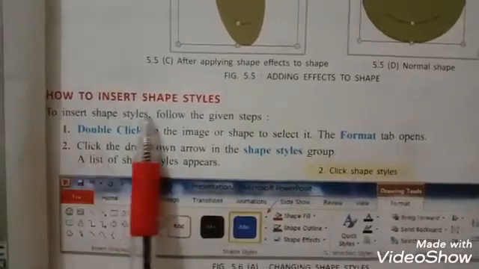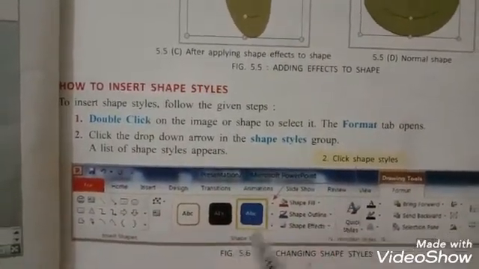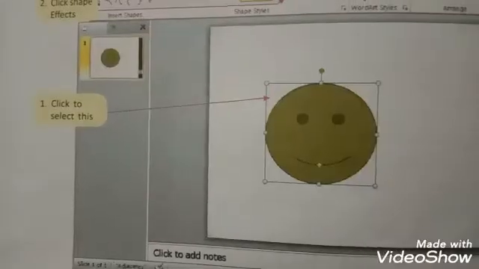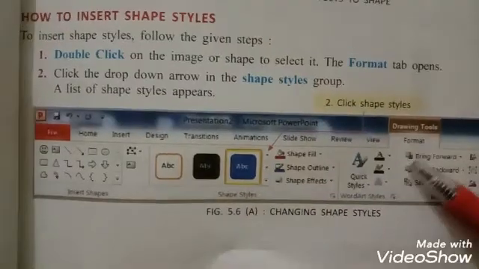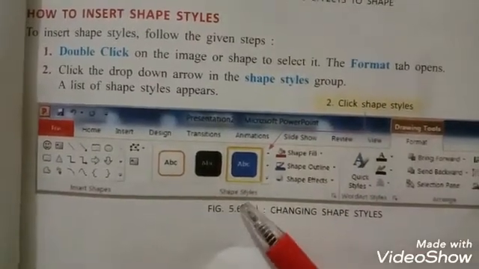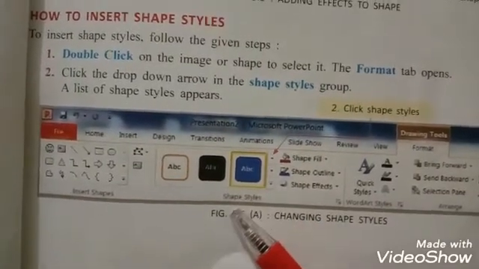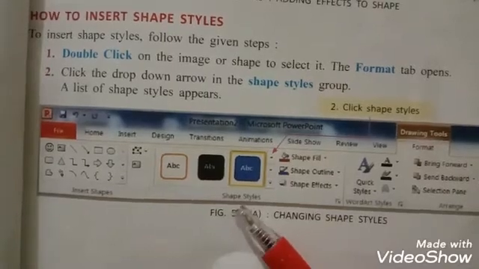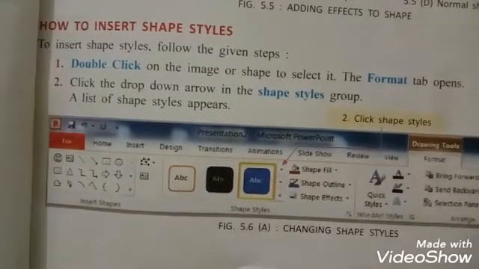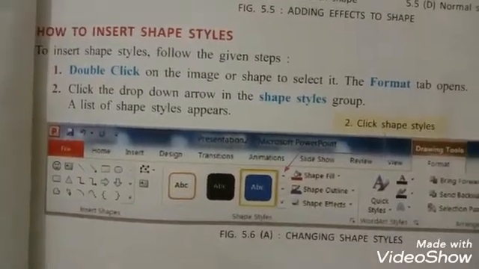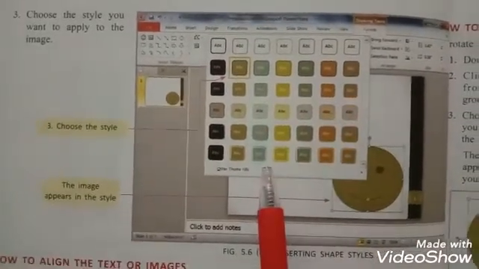Next one is how to insert shape style. To insert shape style, follow the given steps. First one is double click on the image to select it. Format tab opens. Click Shape Styles group and click More option. A list of different shape styles appears. Choose the style you want to apply to the image.